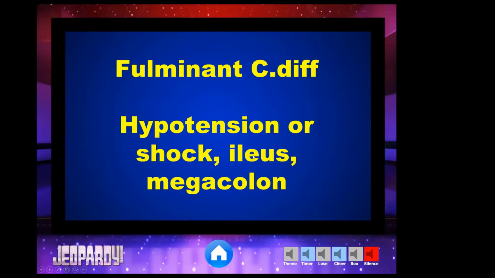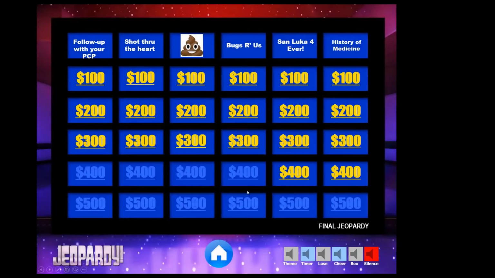Those are severe. So that's a separate thing. You don't treat severe, but you only treat fulminant with IV flash. So you only get half the points. That was Bugs R Us for 400, right? Yeah, so you get 200.